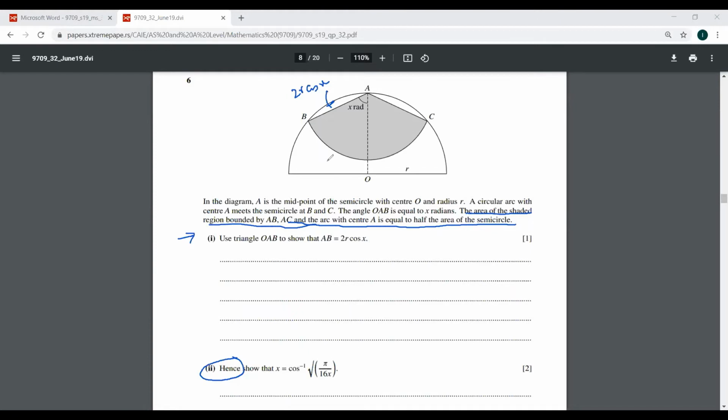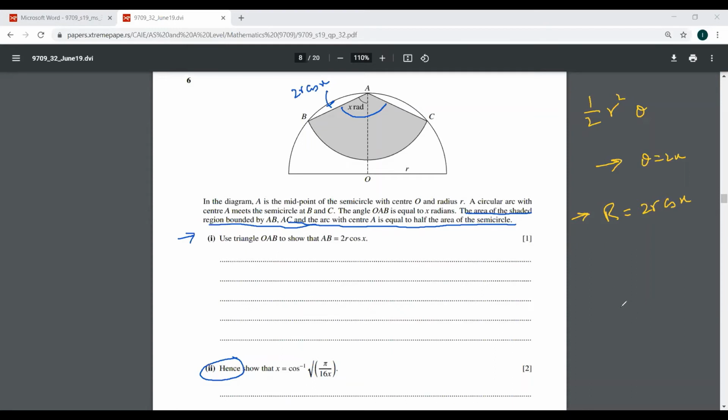The shaded area is going to be the area of all of this sector. So what is the area of a sector, guys? Half r square theta. And now your theta is basically 2x. And your r, the radius over here, let me write this as a capital R, that is 2r cos x. So you will be using these two things here to determine the shaded area.